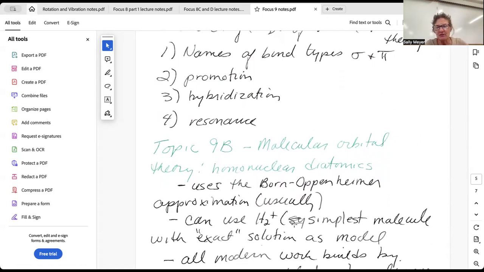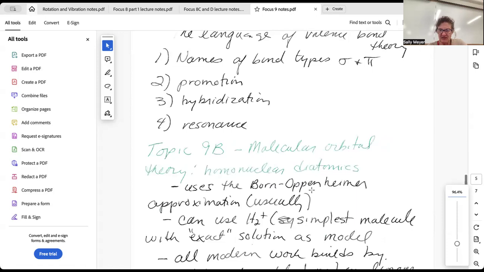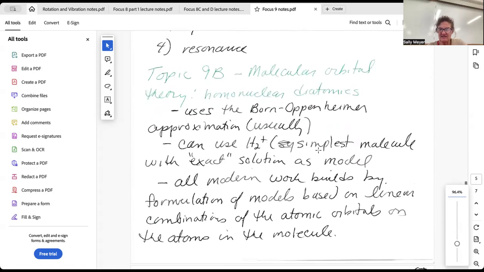A lot of molecular orbital theory we're going to do as a lab in class. So we'll just look at some of the huge differences in the nature of the calculations versus valence bond theory. So molecular orbital theory will start with the simplest system, homonuclear diatomics. So H2, O2, N2, anything with the same atoms and only two of them. We're going to use the Born-Oppenheimer approximation. And we're going to use H2 plus, the simplest molecule, because it has exact solutions.